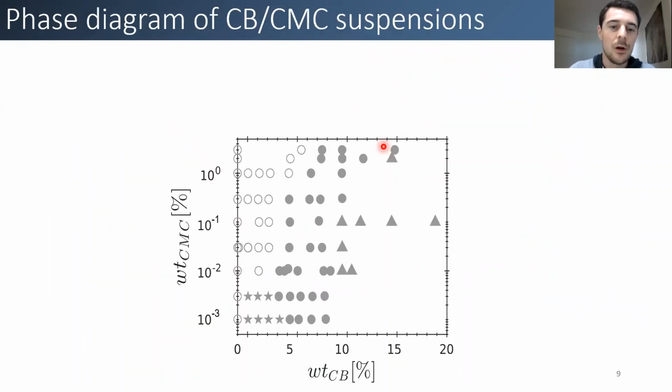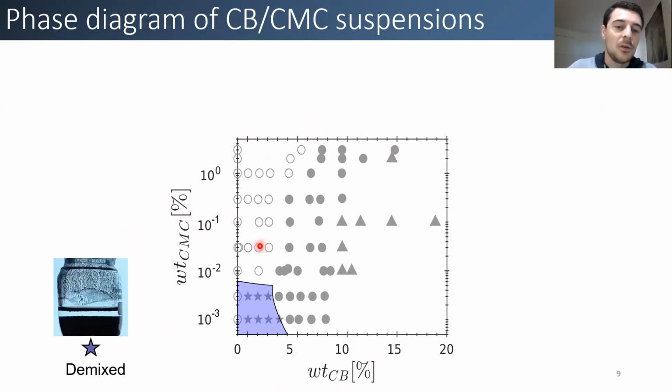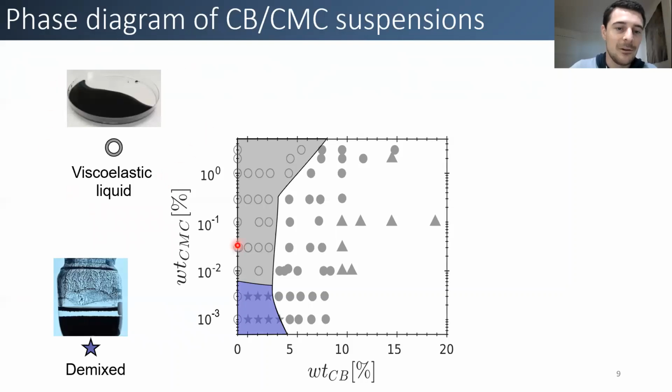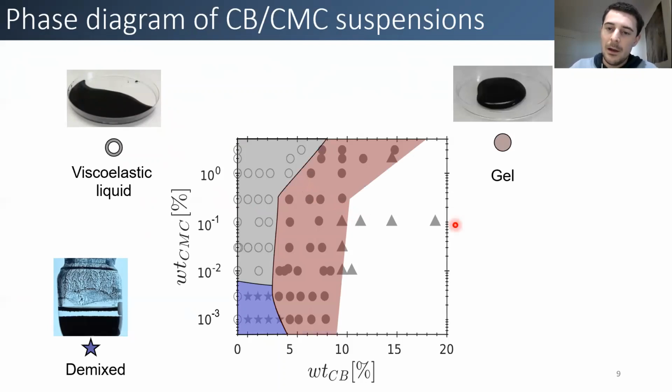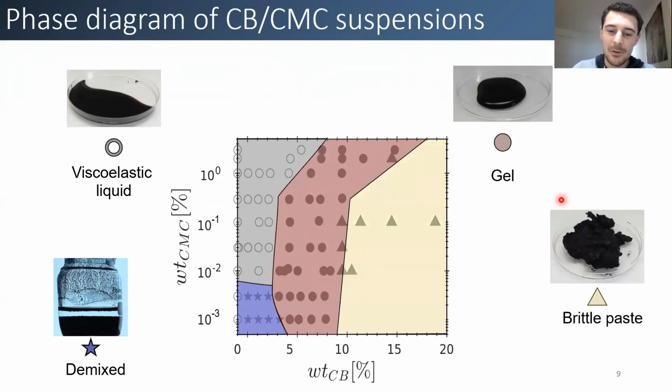So now that we understood the two ingredients of the system, let's mix them in water and see what happens as a function of the polymer concentration and the carbon black concentration. The first thing is, if you put a small amount of both of them, you will observe that the system is not stable because you didn't put enough polymer in the system to stabilize the suspension. But if you increase the polymer content, you will observe a viscoelastic liquid. And then if you increase the carbon black content, you will observe a gel, which means that there is a percolated network of carbon black particles that is formed inside of the bulk. And finally, if you increase even more the carbon black content, you will observe a brittle paste that is very stiff.